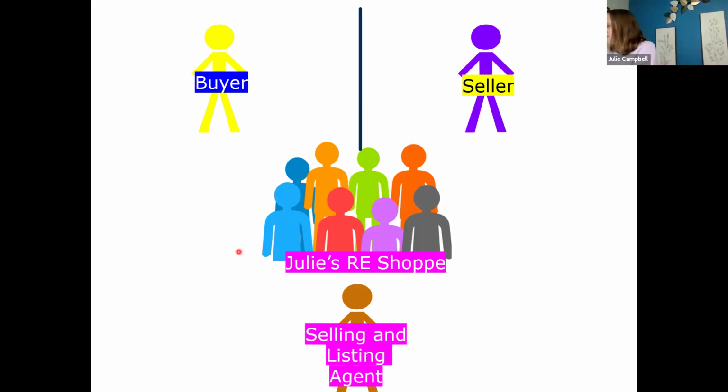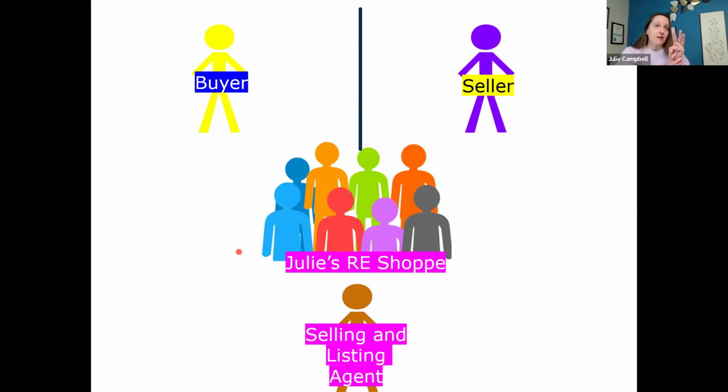Let's see, the second one was on 162 and 175. Dual agency is one firm, one transaction, two clients. So the question we got earlier, great question.